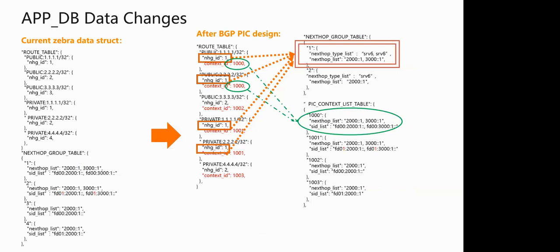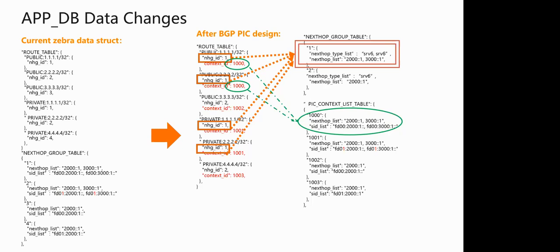Based on the current implementation of Zebra, the format on the left is how the routes on P1 are stored. We can see that the route 1.1.1.1 in both public and private uses the same next hop group with ID1. Similarly, the route 2 uses the next hop group with ID2. The difference between next hop group 1 and next hop group 2 is that each next hop corresponds to a different VPN SID.